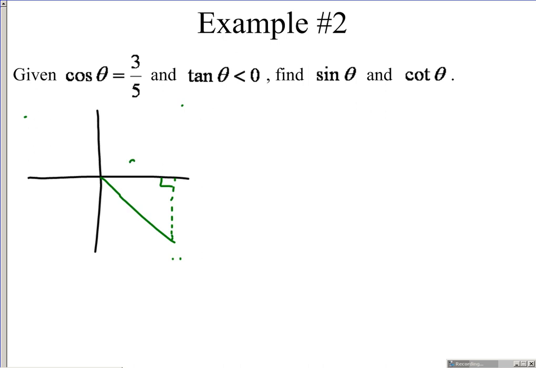Cosine of this angle now is adjacent over hypotenuse. Pythagorean triple again, that side has to be -4. And now we want to find the sine and the cotangent of that angle. Sine, opposite over hypotenuse, is -4/5. Cotangent: tangent is opposite over adjacent, so cotangent is adjacent over opposite, -3/4.